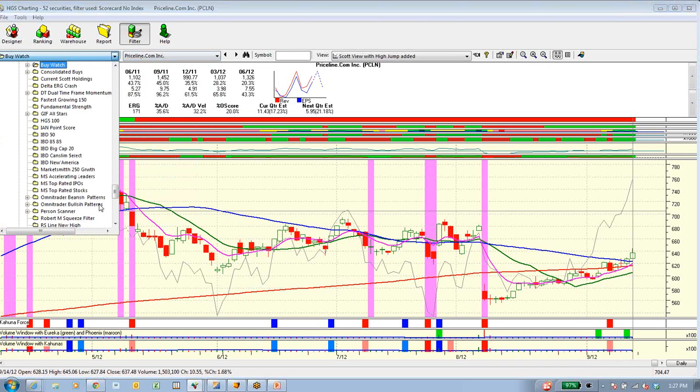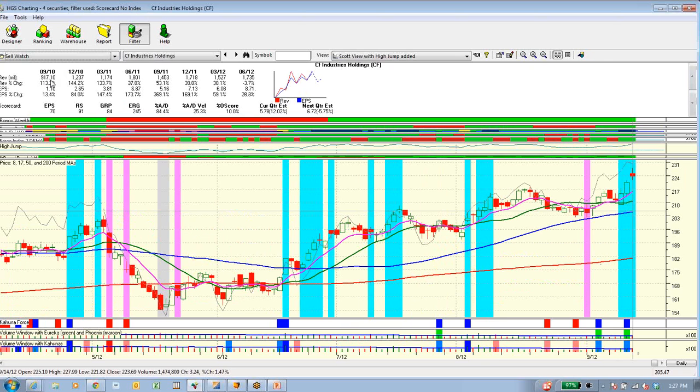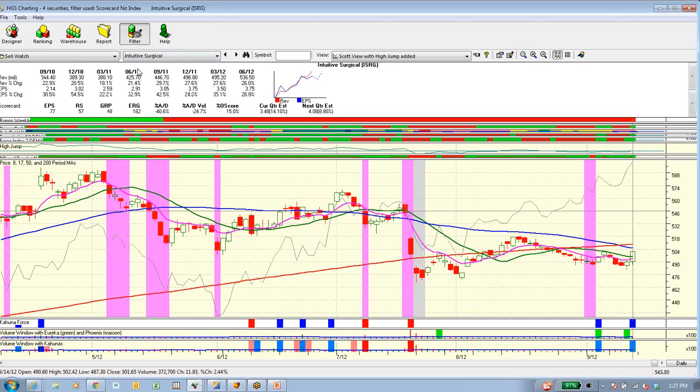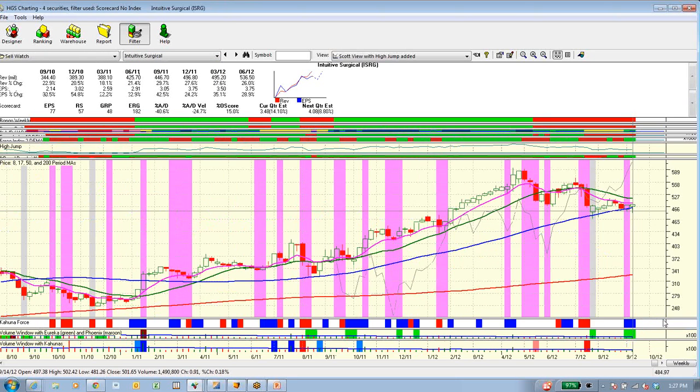On the short side, I've got to tell you, I hate shorting stocks, and I'm not good at it, so anything I would show you, take with a grain of salt. If this market rolls, I'm probably shorting Intuitive Surgical. This is a monster stock. It's a stock that has historically just run, but it is beckoning to break down.